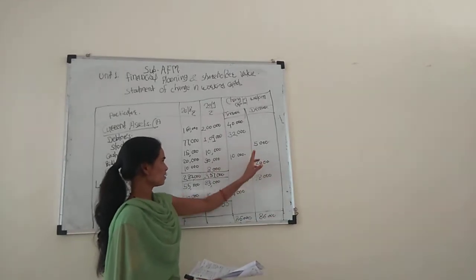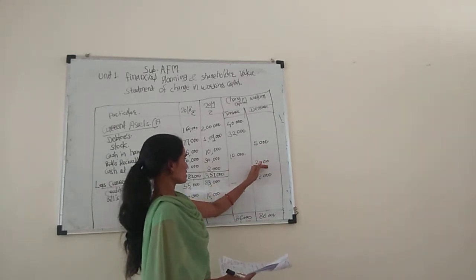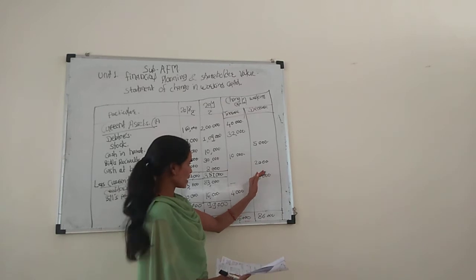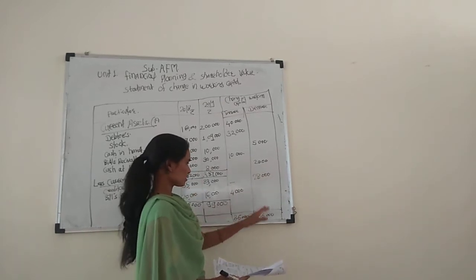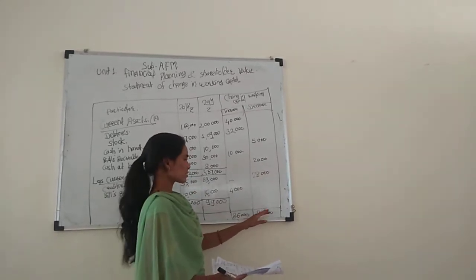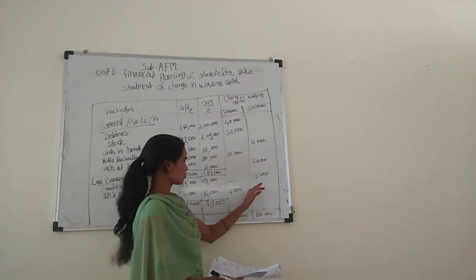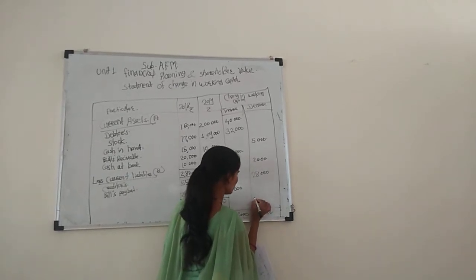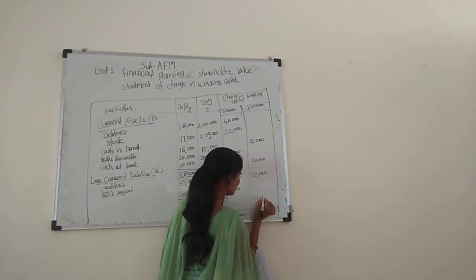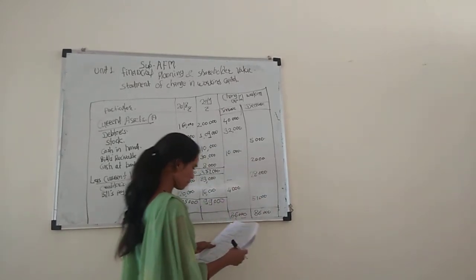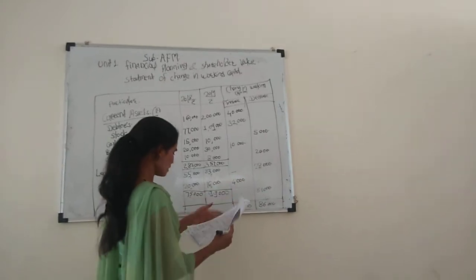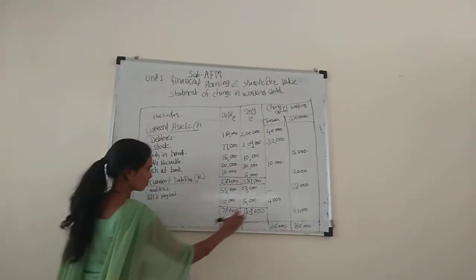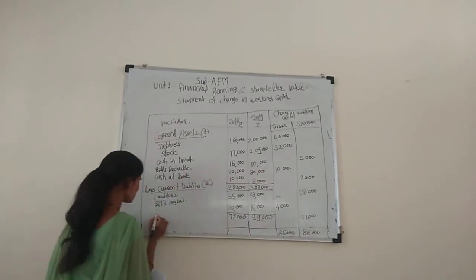Decrease column: 5,000 plus 2,000 is 7,000, and 7,000 plus 28,000 is equal to 35,000. Then 86,000 minus 35,000 is equal to 51,000. This is the increase in working capital, 51,000.